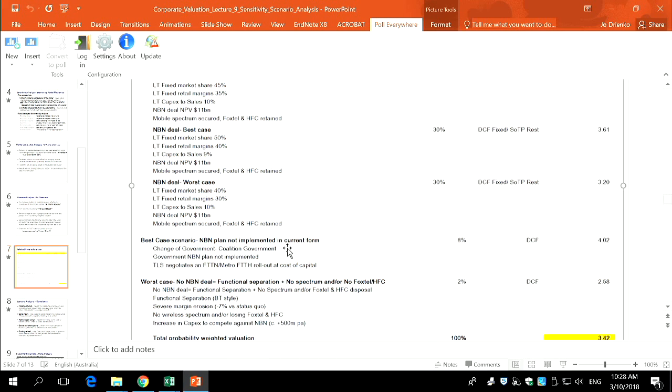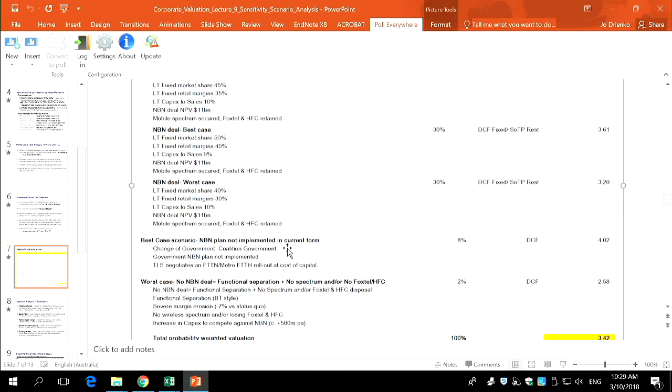2013 election, the coalition government, so Tony Abbott, was saying that if he wins government, he would dissolve the NBN, and the government would not fund the company. So the analysts predicted that 8% was actually the probability of the Liberal government winning the election, because one of their key promises was NBN was too expensive, and they would not do it. Government NBN plan not implemented. Telstra negotiates fiber to the node and metro fiber rollout at the cost of capital.